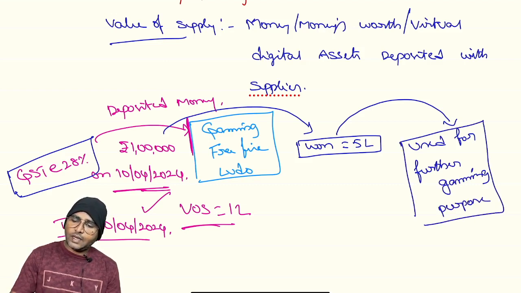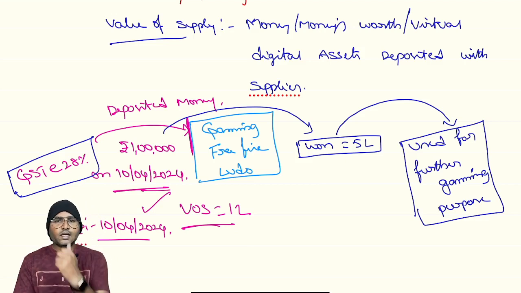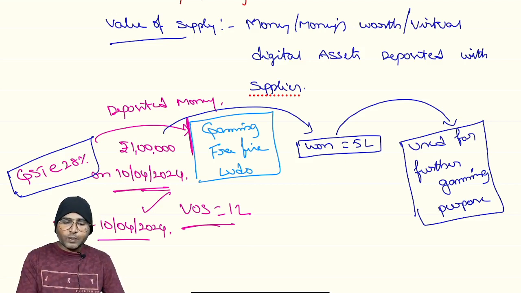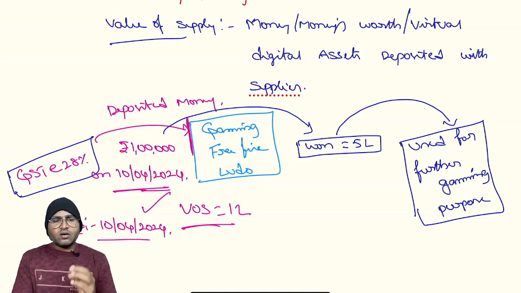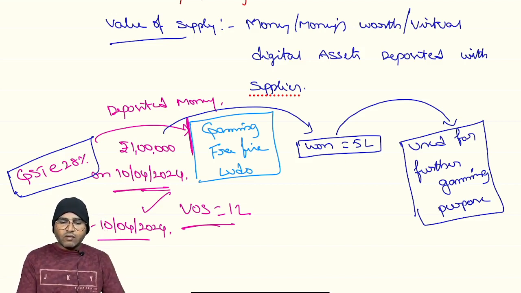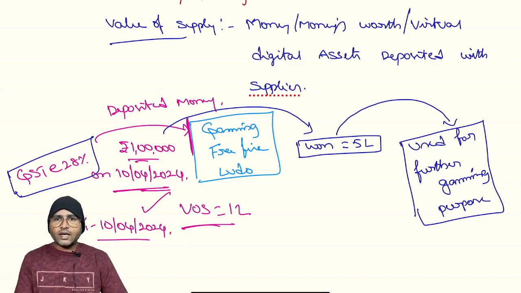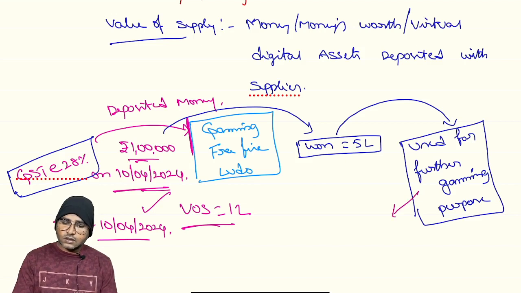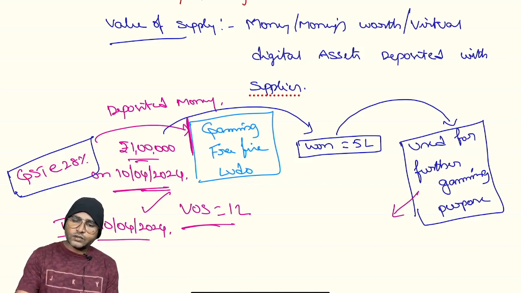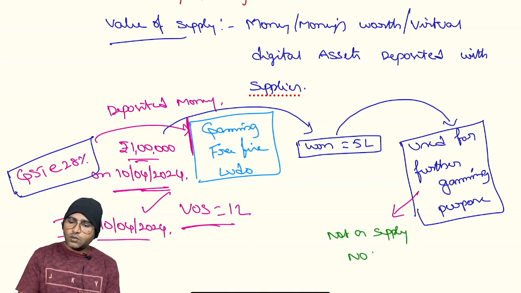Whether it will be treated as a supply. Whether it is treated as a supply. Suppose 1 lakh rupee money has been deposited. That is the value of supply on which we are liable for payment of the GST at the rate of 28%. No doubt. So the 1 lakh rupee became 5 lakhs, right? And again such 5 lakh rupees we are using for further gaming purpose. Please remember, it is not a supply, no value of supply, no time of supply, and no GST on it.